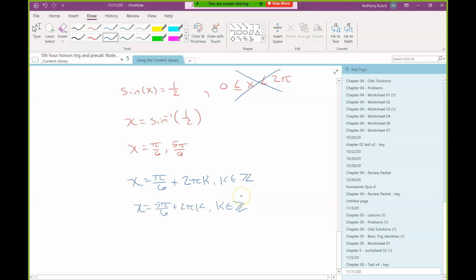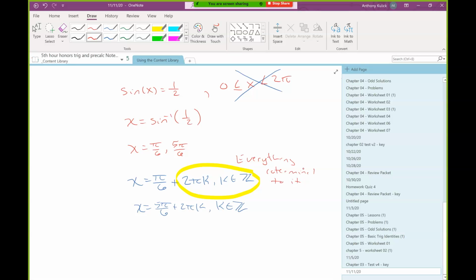And then similarly, we can do the same thing for the other answer, 5pi/6. We can say that, and then everything coterminal to it. So this part here just means, when you see that, it's just basically talking about everything coterminal to it.